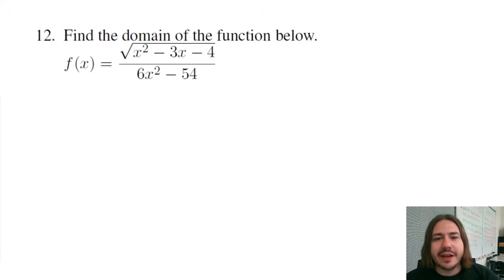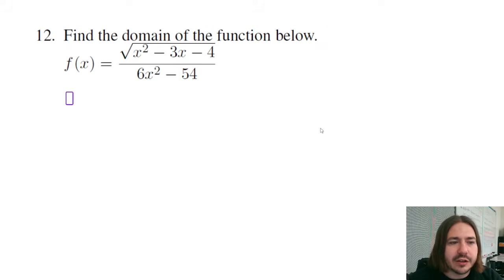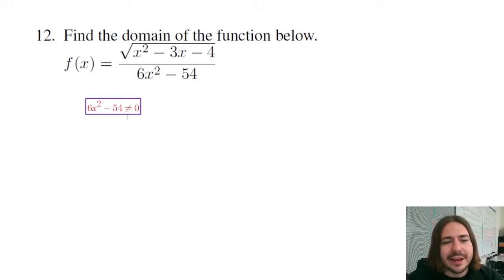Number 12 says find the domain of the function below, and they give us this nice little function here. So the domain is going to be all real numbers except for those that will make the function undefined or not real. So the numbers that will make this function undefined will be those that make the denominator 0. So let's set the equation equal to 0 and then solve it. And I think I'm going to make this not equal to 0 rather than equal 0 because we're really looking for the domain, which would be all the numbers except for these.